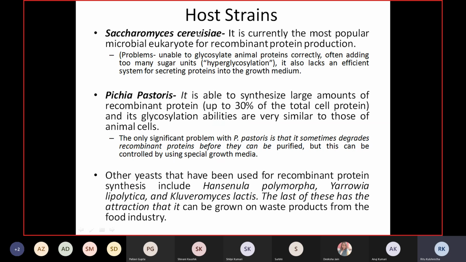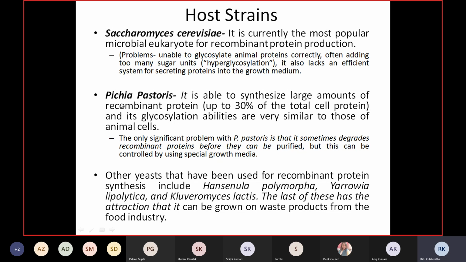So in those cases, S. cerevisiae is not preferred, and also it was realized that because it does not have a good system for secreting proteins into the growth medium, the way to harvest the final protein, your recombinant protein, is comparatively difficult as opposed to when you just have to harvest the protein from the media in which the yeast was growing.